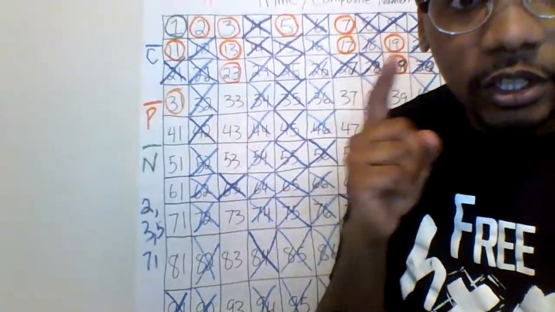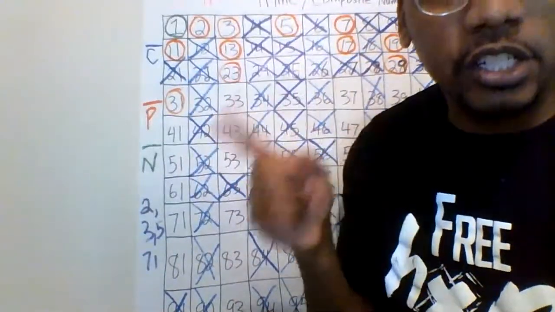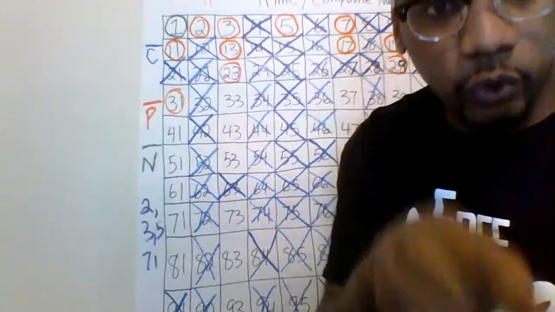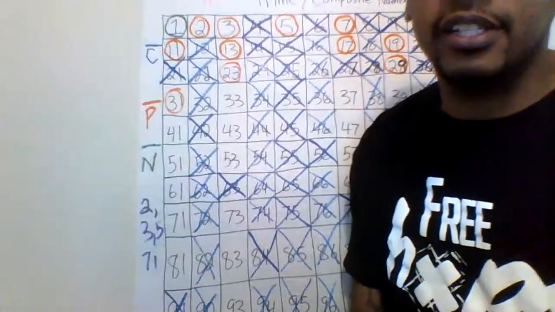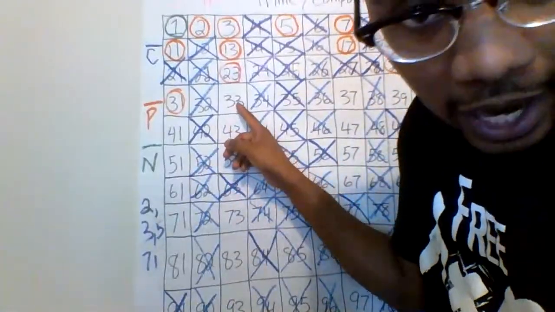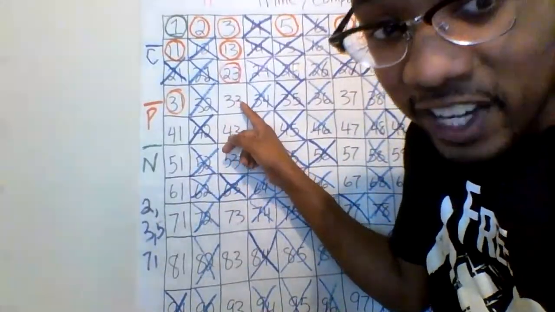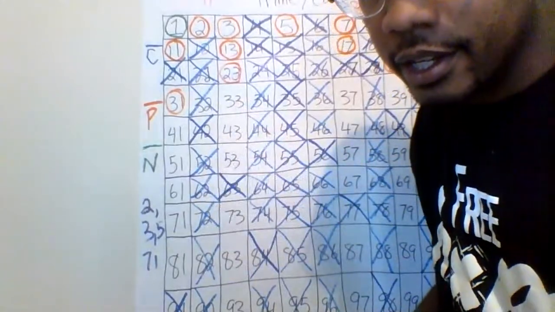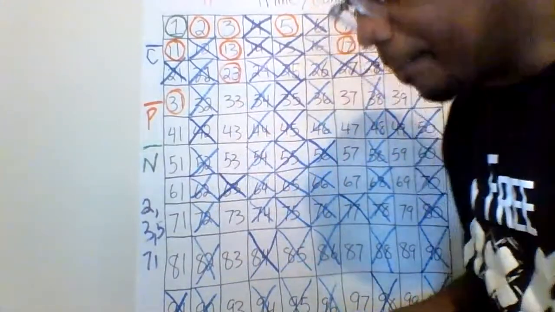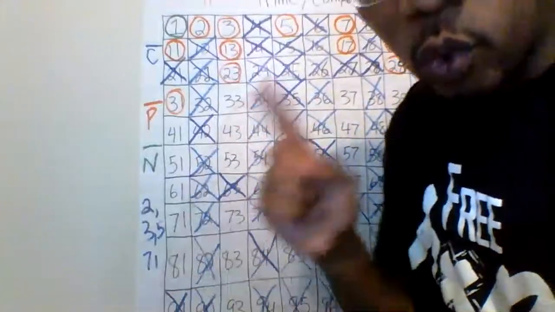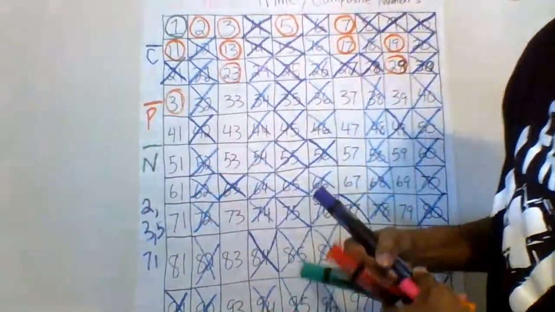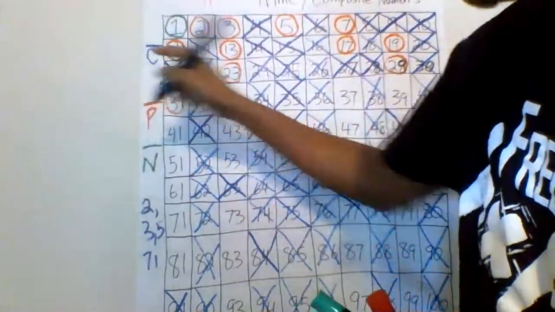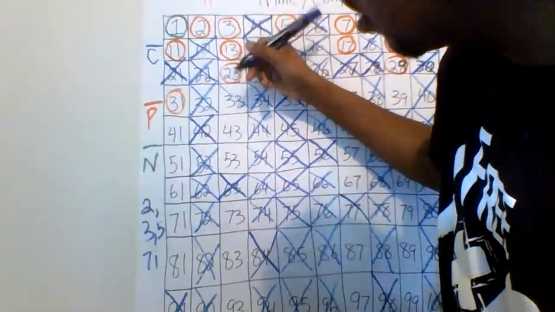33. 3 plus 3 is 6. Well, 3, 6. I can skip count by 3 to get to 6. Or if you know your multiplication, you know that 3 times 11 is 33. So 33 is composite because I can do 1 times 33 and I can do 3 times 11. So since it's composite, I'm going to cross it out in blue.